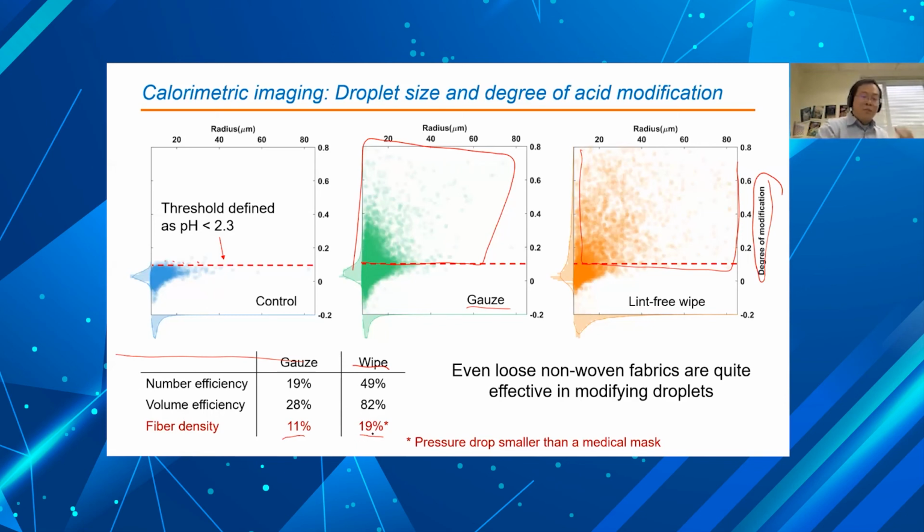But now look at the percentage of droplets that have been modified, by number and by volume. By volume is more important, because the viral load scales with the volume of the droplets. So with the wipe, you can modify over 80% of the droplets by volume. This is a proof of concept for this general idea: even non-woven fabrics are quite effective at chemically modifying these droplets.